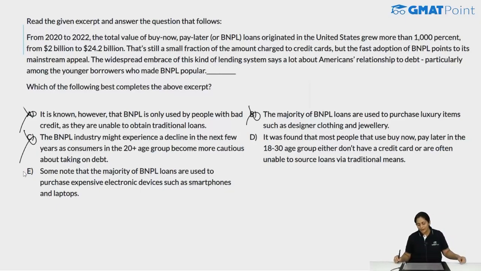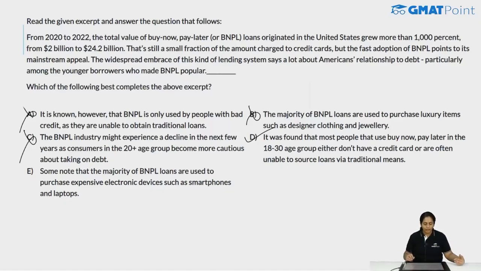Let's take a look at option D. It was found that most people that use buy now, pay later in the 18 to 30 age group either don't have a credit card or are often unable to source loans via traditional means. Now, this adds value to the original paragraph. It explains why it is so popular among younger borrowers. It completes a chain of thought: this is widely expanding and especially popular among younger borrowers because they don't have credit cards and don't have access to traditional loans. So D adds a link to the last line that is mentioned. It completes a full chain of thought, and that is why D should be the ideal sentence to end the paragraph. Let's take a look at option E as well.